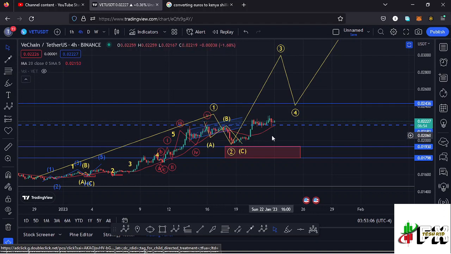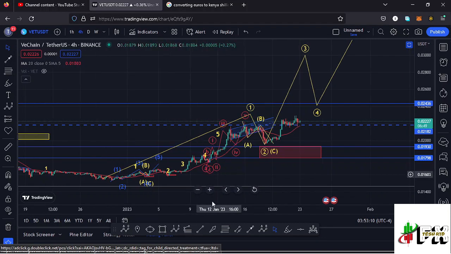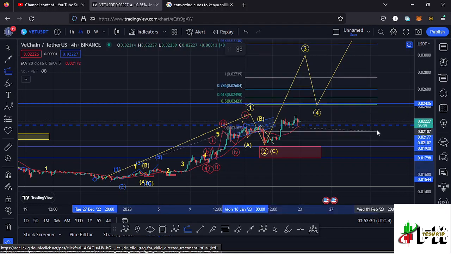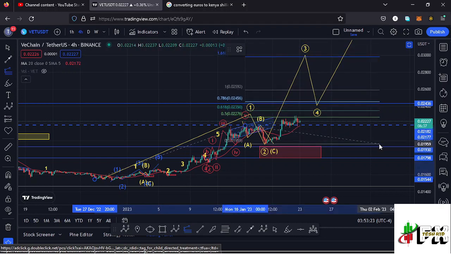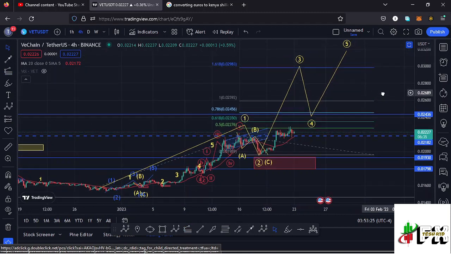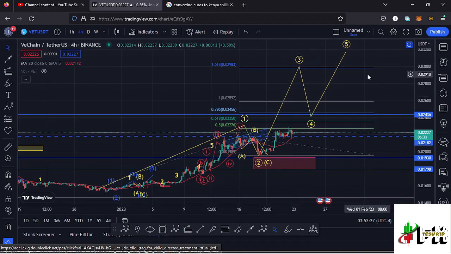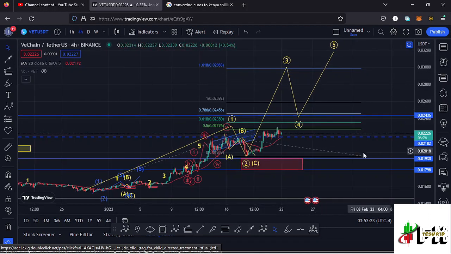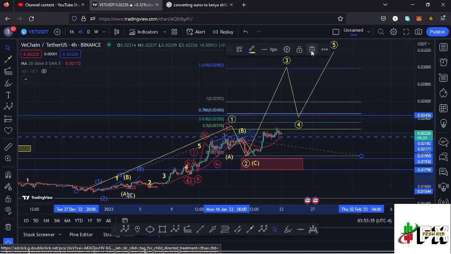And by first sketching out a minimum target area to the upside in the formation of this wave 3 using a trend-based Fibonacci, connecting it from the low of the first wave to the high of that wave 1, then dragging the fibs to the low of the second wave, that gives me a minimum target area to the upside in the formation of that wave 3 at the fib level 1.618, which perfectly lies at around the $0.02983 mark.